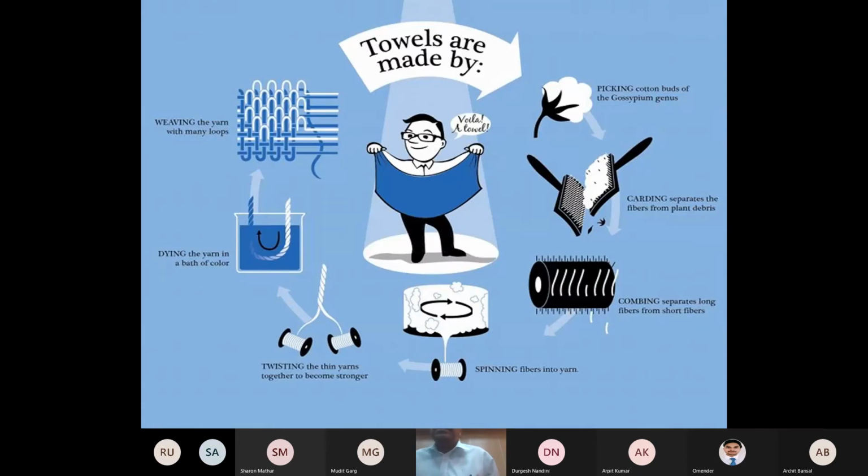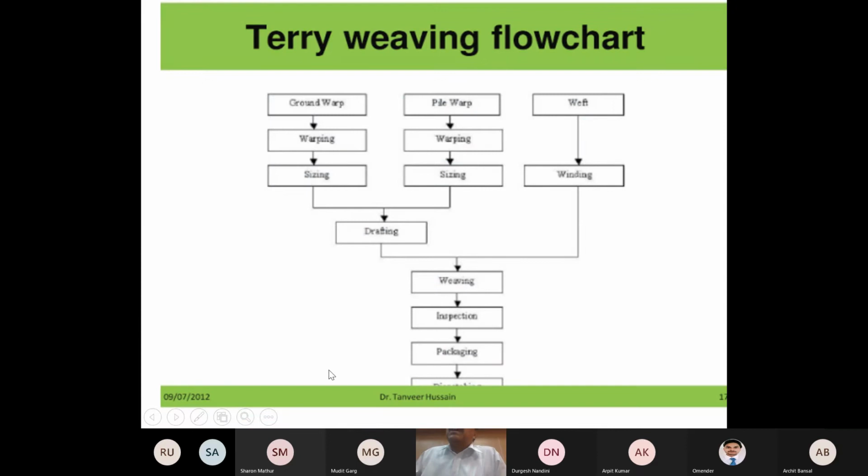We'll discuss the manufacturing part. See here. Most towels are produced using cotton yarn. Nowadays, some synthetic or blended towels are also available in the market. One can use single yarn or even 2-ply yarn to make the towel. The process flowchart is like this: ground warp, pile warp, and weft. It's a 3-yarn weaving system.